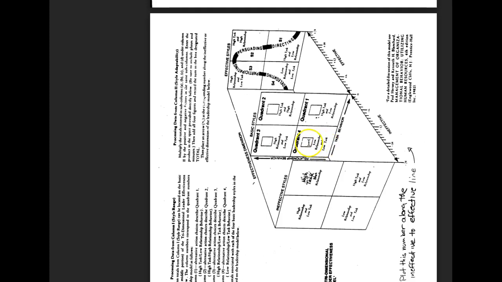And then when you get to quadrant four, where maturity is high, maturity, remember, equates to readiness. So that means this is like a star employee. They know what they're doing, and they don't need any support to get it done. So all you really do is delegate, and you're confident they'll get it done.